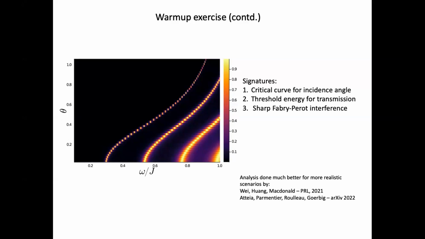And the spacing between these peaks tells you the nature of the dispersion of whatever you have in the sandwich structure. And if they're linearly spaced, that means the Goldstone modes in the middle are also linearly dispersing.